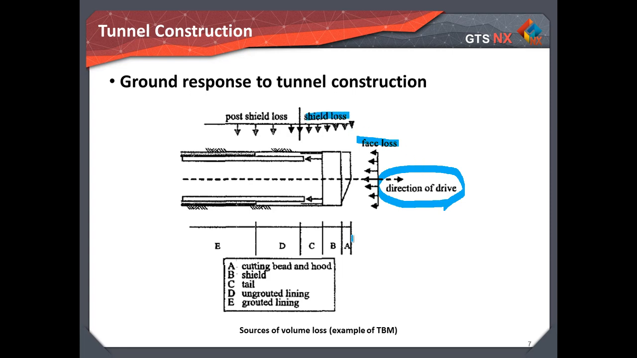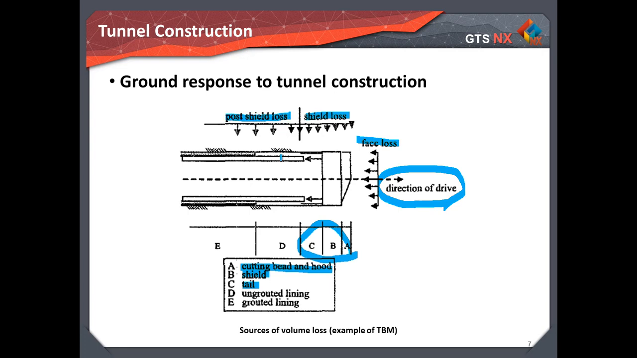Second, shield loss. It consists of cutting head and hood, shield and tail. Soil will relax radially towards the shield after the cutting head has passed, filling the void with spoil if the deformations are large enough. Any over-excavation will contribute to increase this radial loss. The shield drives itself forward by pushing off the last ring of lining segments to be erected. If the soil deformations are large enough to fill the void with spoil, then the tail of the shield provides support to the cut perimeter of the soil.